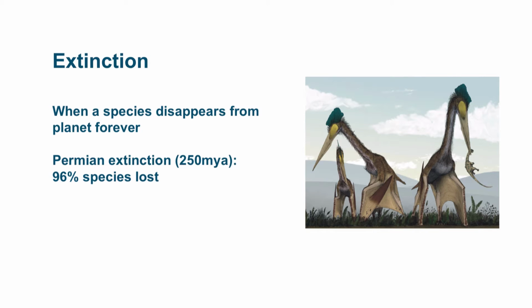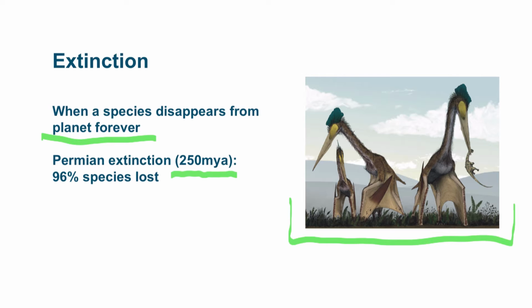Extinction basically means a species is gone forever. Unfortunately, lots of amazing animals, such as these flying reptiles, went extinct millions of years ago. The Permian extinction, which happened 250 million years ago, was when we lost 96% of the species on the planet.